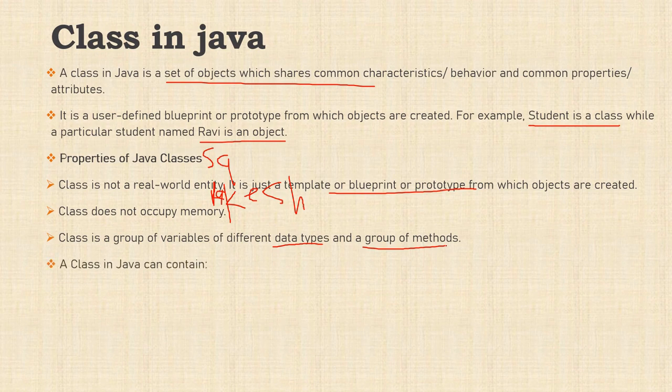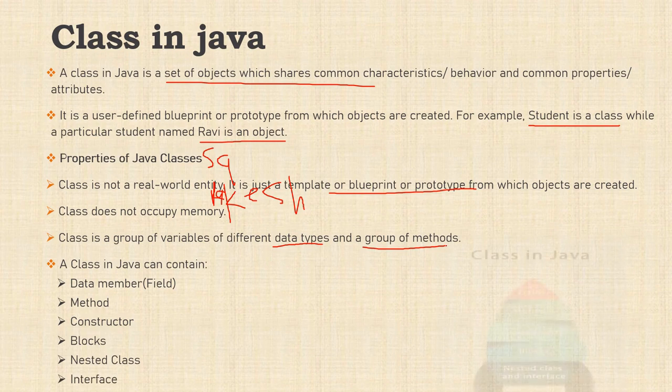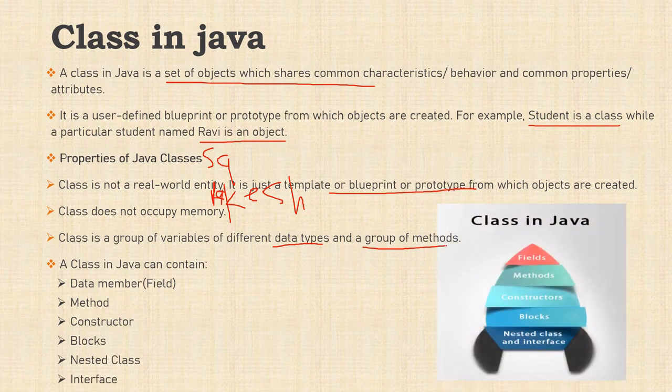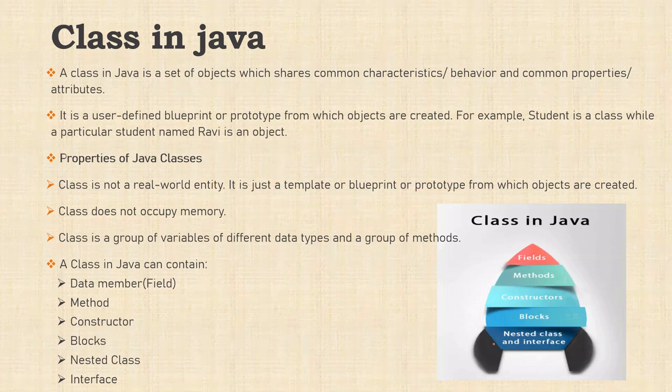A class in Java can contain data members, which are fields, methods, constructors, blocks, nested classes, and interfaces. So a class contains all these things.